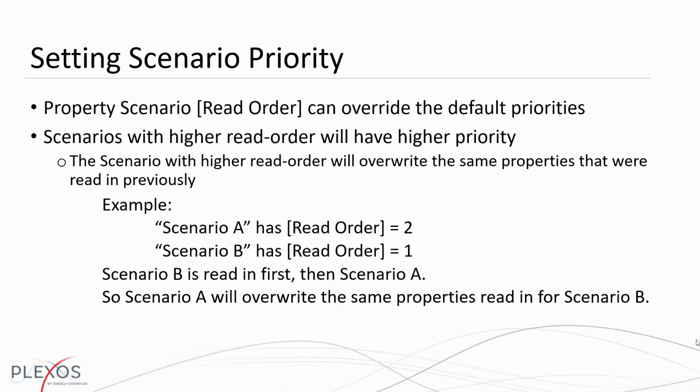So for example, if we consider scenario A and scenario B again, we could reprioritize them. In this case, for scenario A, we set the read order to 2. For scenario B, we set the read order to 1. Scenario B has the lower read order, so is read in first. Then scenario A is read in. So if any properties are tagged with both scenarios, values from scenario A will be used.